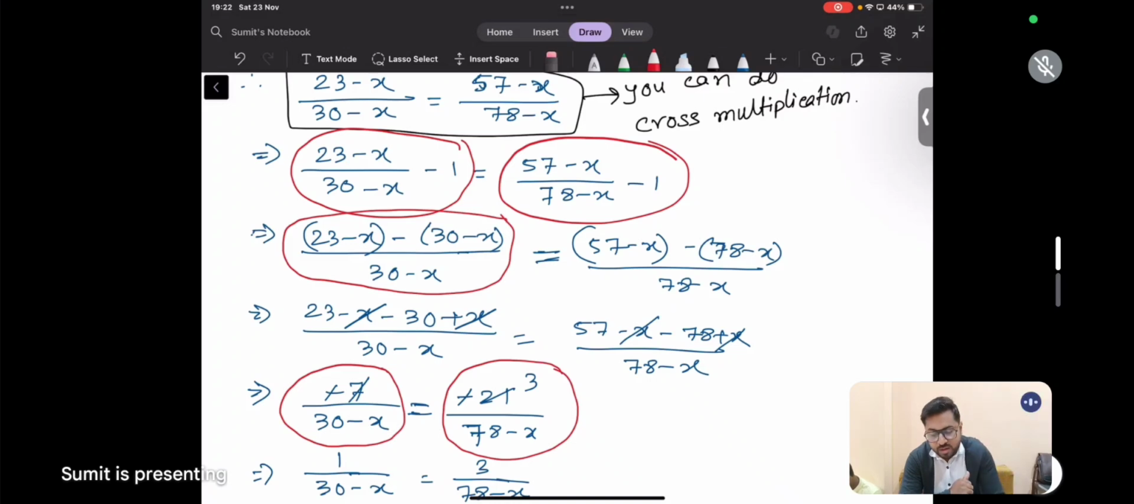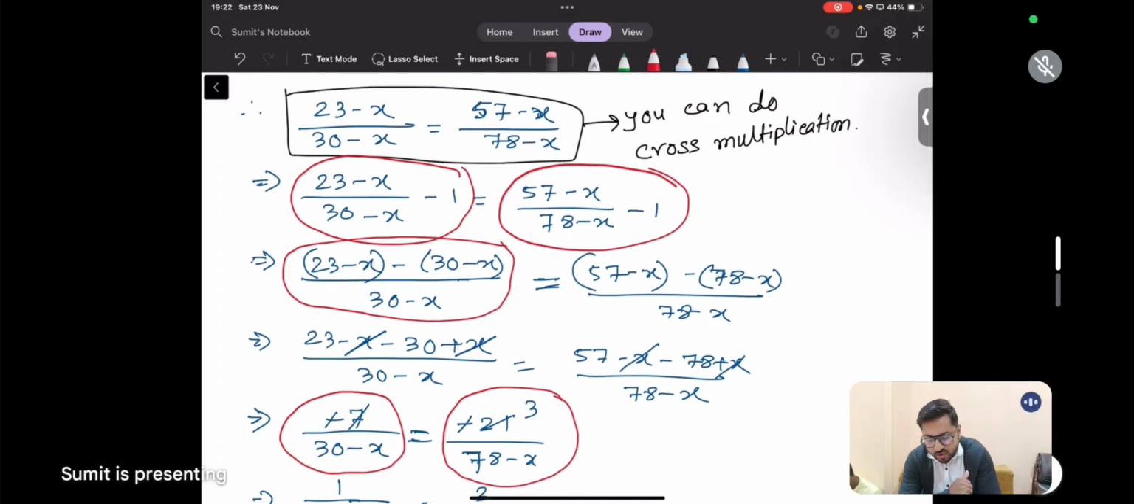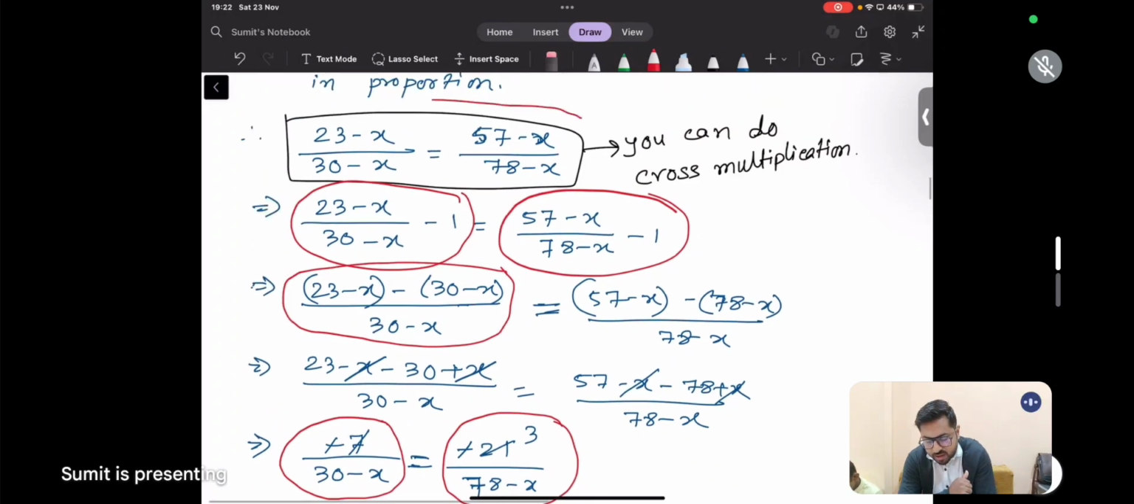তো এবার তুই ভাব না, এই যে হিউজ নাম্বারটা ছিল, এই যে 23 minus x, আমি যেটা সার্কেল করছি এখন, এই যে হিউজ নাম্বারটা ছিল, যদি ওটাকে ক্রস মাল্টিপ্লাই করতে, if you do the cross multiplication, then ওখানে হিউজ ডেটা আসতো. 57 into 30 করতে হতো, 78 into 23 করতে হতো. So to avoid this calculation, we have done this -1 on both the side.